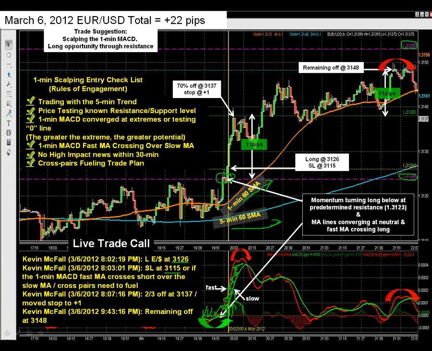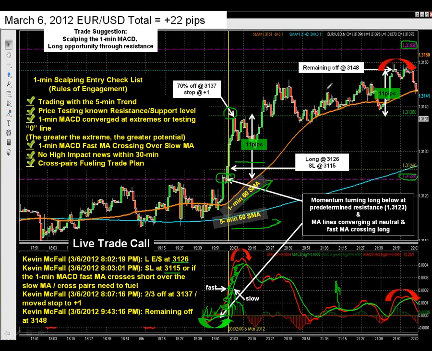And then we took 2/3 off as soon as we achieved our 10 pips and got our spread. So at 31.37 here, we took 2/3 off, and then we moved our stop to +1 in case it reversed. So our second position would still be stopped out at +1. We watched this price action, which slowed down a bit, but the MACD line stayed above the zero line enough to keep price in a bullish mode. So that's what we're looking for.